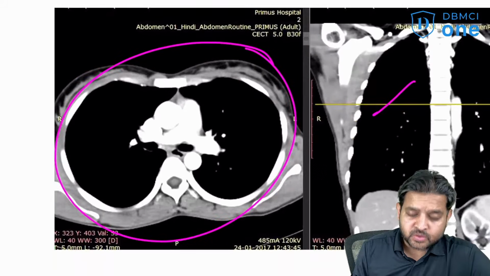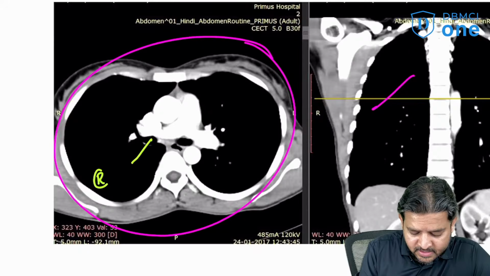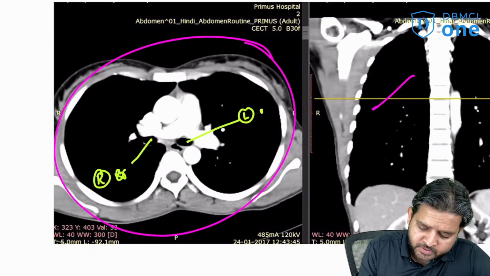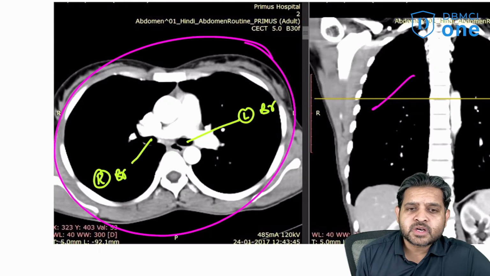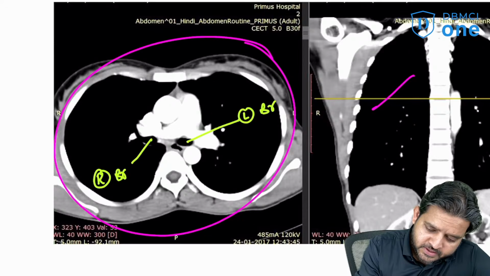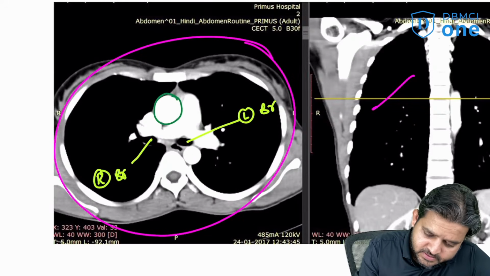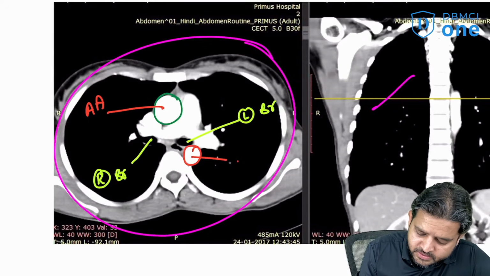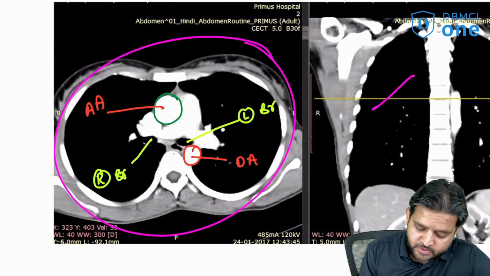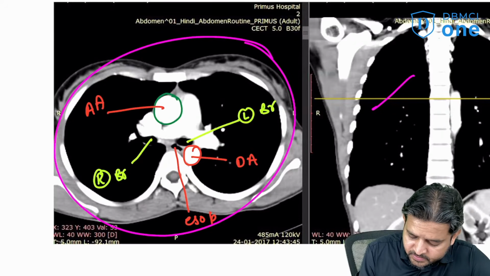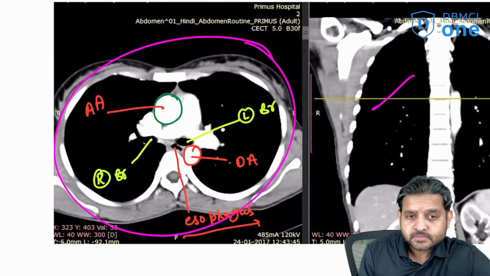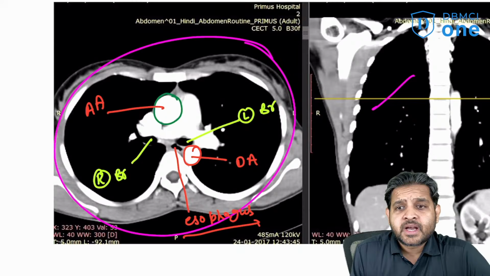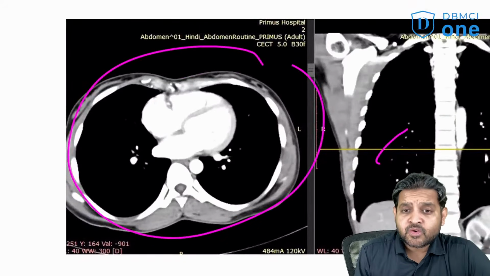Now, if I go further down, I can see this is right bronchus and this is left bronchus. Point to be noted is what is happening here. This is ascending aorta, this is descending aorta, and this is esophagus. So ascending aorta, descending aorta, right bronchus, left bronchus, and esophagus. Are you getting it? Now I have gone further down.